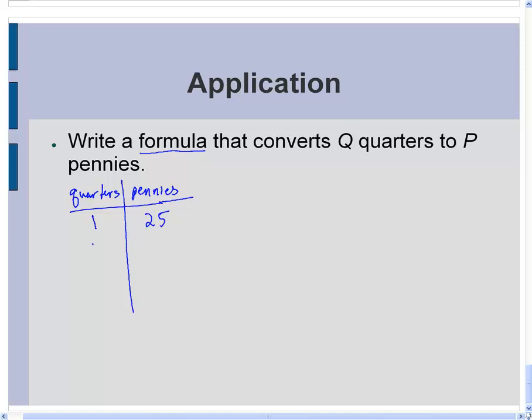And similarly, 2 quarters is 50 pennies. And 3 quarters would be 75 pennies. And what we hopefully notice is that to get the 50, well, isn't that 25 times 2? And the 75 is 25 times 3. And in fact, the 25 is 25 times 1. So now here's where we have to sort of make a little jump.